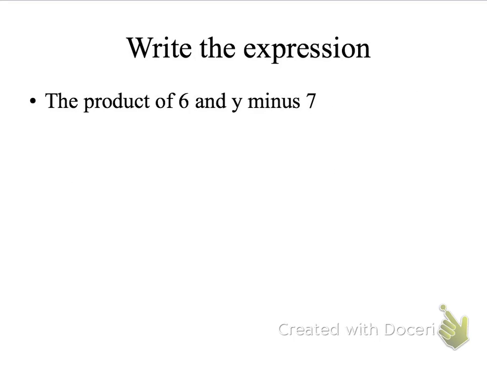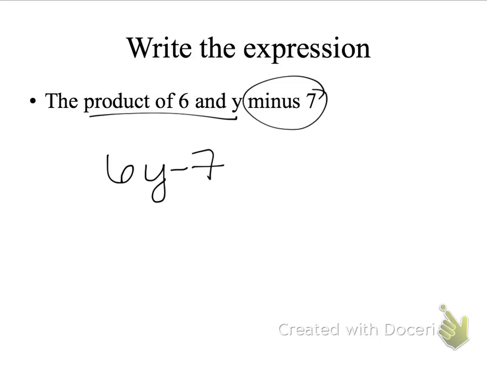Okay, write the expression, the product of 6 and y minus 7. So the product of is going to be 6 times y, and then minus 7.